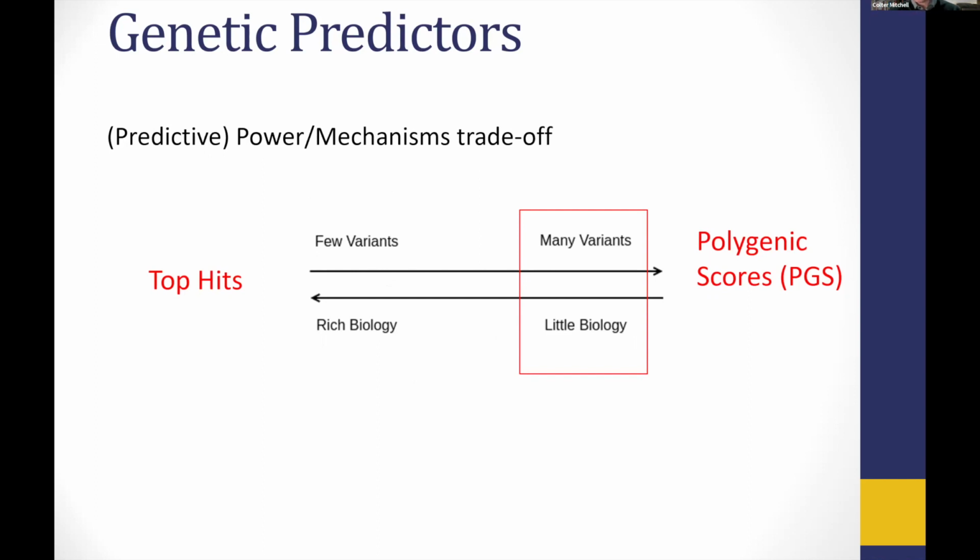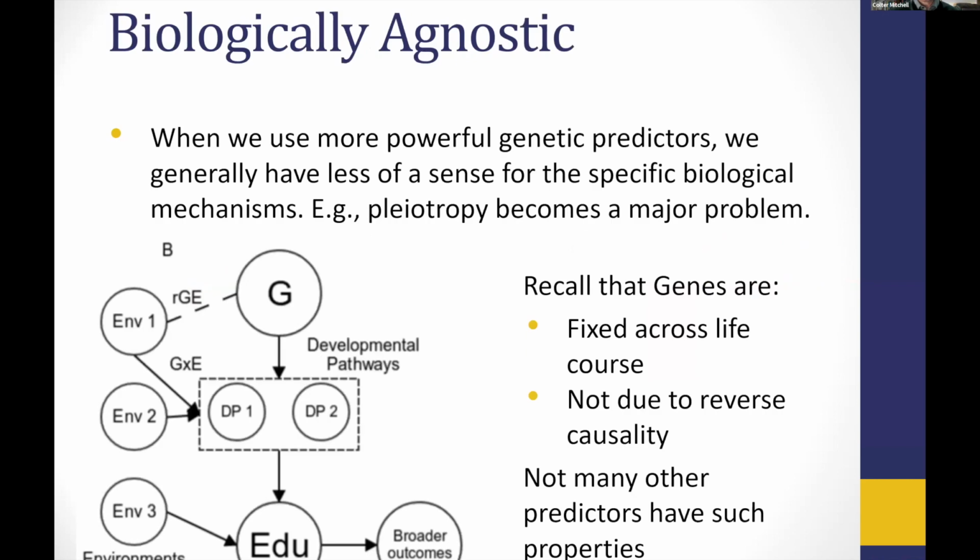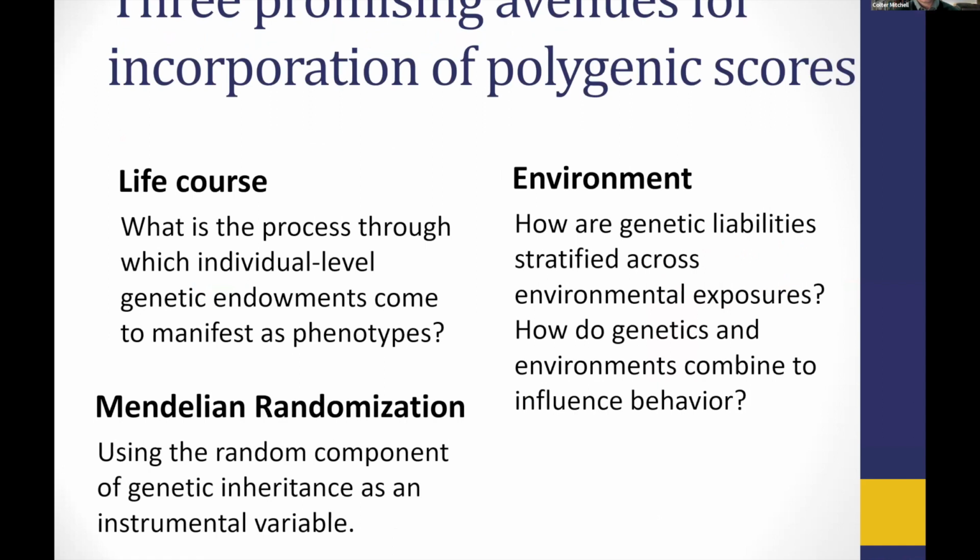And for most social scientists, they're willing to do that because they're not as interested in the actual underlying biology. If you go talk to a molecular biologist, they're going to want to use more gene-specific, more biological data. So that's essentially what this is saying. And again, it's fixed across the life course, and there's no way to have reverse causality. So that's an important thing to keep in mind. It's rare to have predictors that are like that.